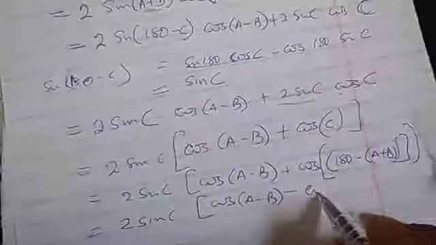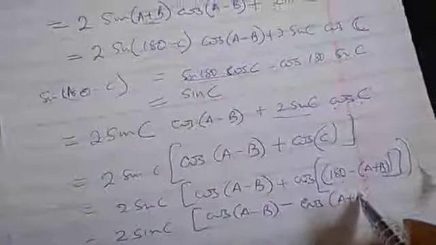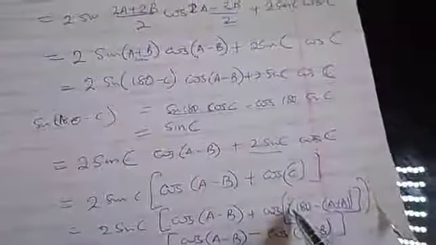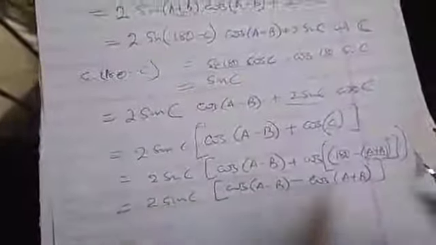Will give me minus cos a plus b. If you apply compound angles, cos 180 cos these two. But cos 180 is minus 1. That is why we have minus cos these two. The other one side will be sine 180, and sine 180 is 0. So we now use our formula here.